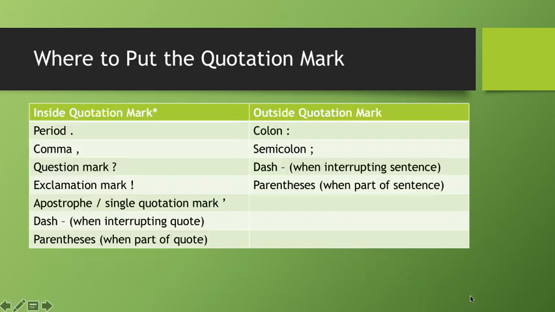All right, so where do you put the quotation mark in the sentence? So most often you're going to have the punctuation mark that you need to use with the quotation mark come inside or before the quotation mark. So for example, if you have a period, then you'd have the quotation mark, comma, then the quotation mark, question mark, then the quotation mark. And there are a couple that show up both places. For example, dashes. You would have this come before the quotation mark if you're interrupting a quote.